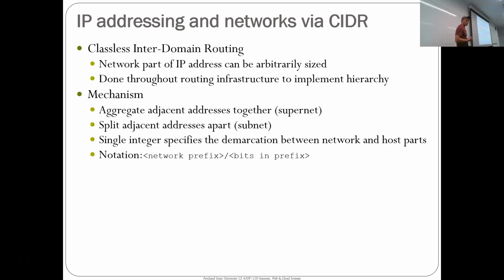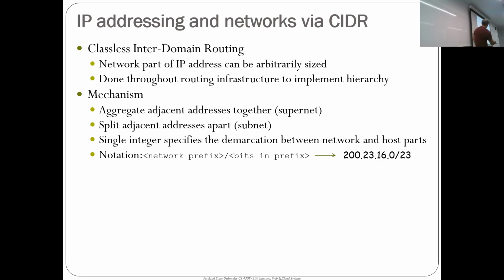So a single integer in CIDR will specify the demarcation between the network and the host parts of a prefix. You will typically see this notation: the network prefix, which is the full 32-bit IP address, and then the number of bits in the prefix that specify the network. For example, you might see something like 223.16.0, and the /23 says that of this IP address, only the first 23 bits are used to specify the network. Everything else is the host part.